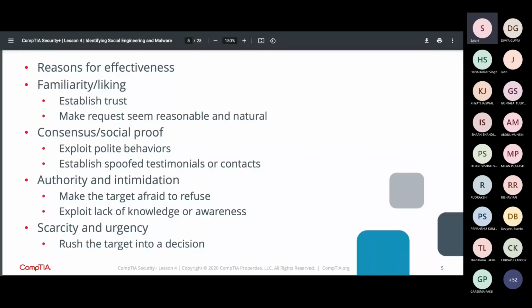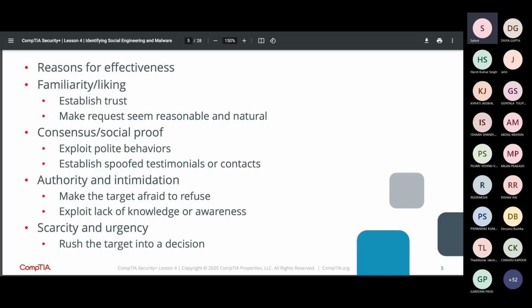So they might try to get the target to sign up for a limited time or invitation only trial and request a username and password for the service. Now, fake antivirus products generate a sense of urgency by trying to trick users into thinking that their computer is already infected with malware. So this is how scarcity and urgency is considered as a principle of social engineering. So this basically rushes a target into a decision, and it disturbs people's ordinary decision making process.